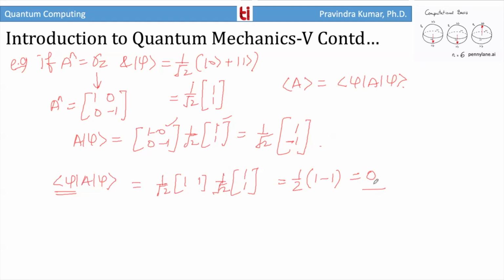So the expected value of the observable or physical quantity represented by the operator A, when the system is in the quantum state psi, 1 by root 2 times ket 0 plus ket 1, in this case, the expected value of the observable is 0. Here A is basically the Hermitian operator representing an observable.